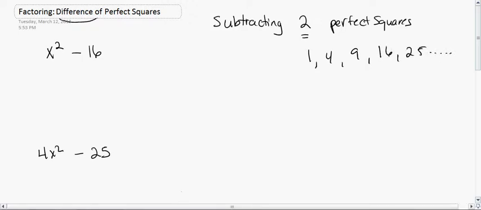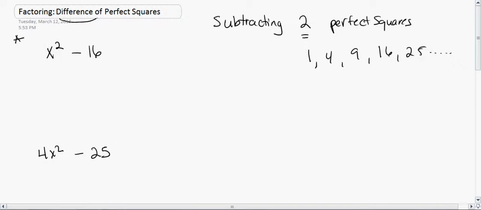So as long as I'm subtracting 2 perfect squares, I can use this pretty easy method. It's always going to follow this format. I'm going to start off with something squared minus something else squared, like in my first example here, x squared minus 16, and I'm definitely subtracting, right? Here I'm subtracting two things, the x squared and the 16, and both of them are perfect squares. I could rewrite them as the square root of something very easily. The square root of 16 is 4, the square root of x squared is just x.